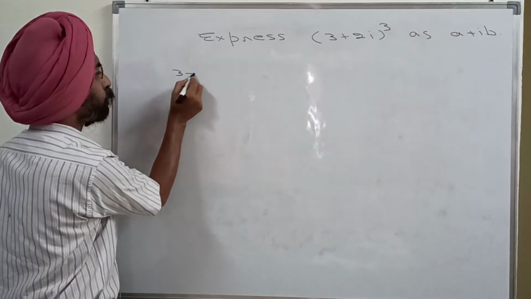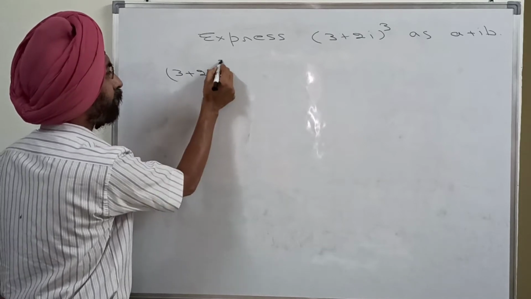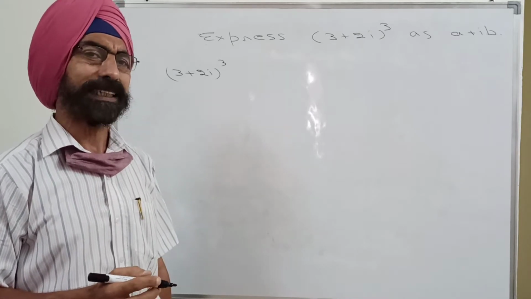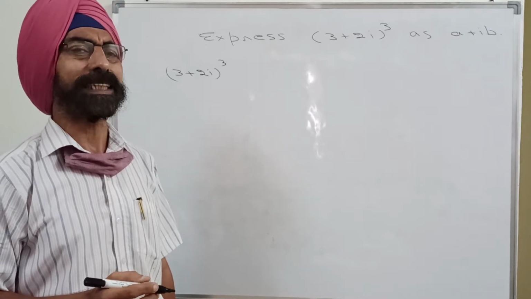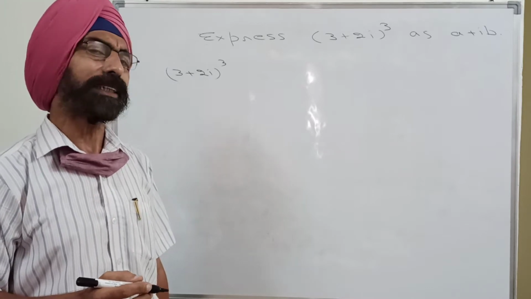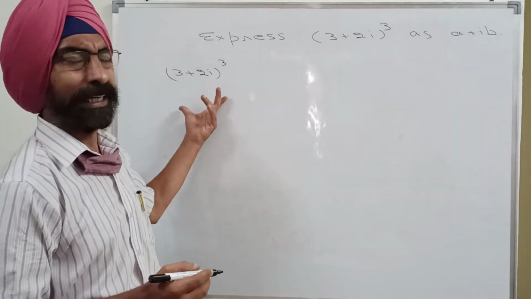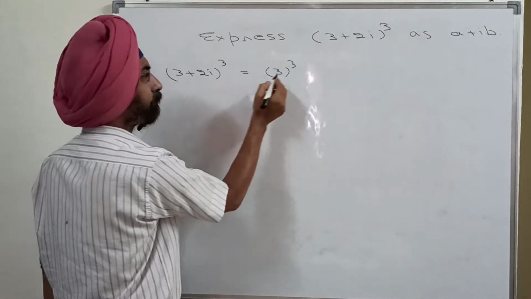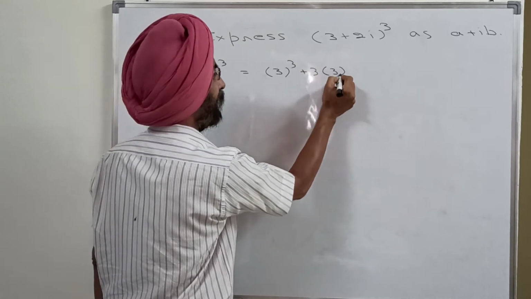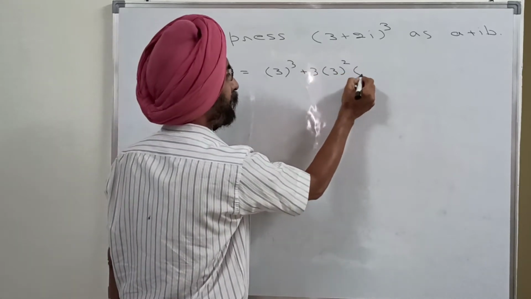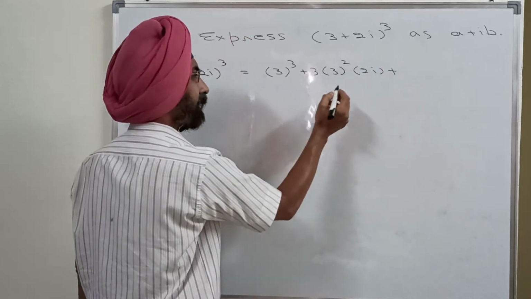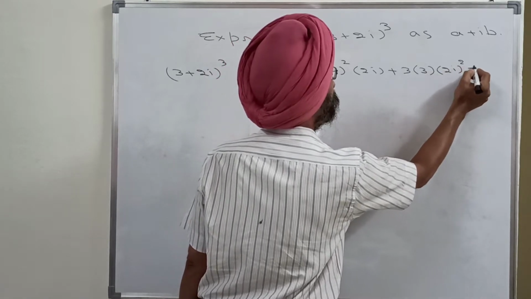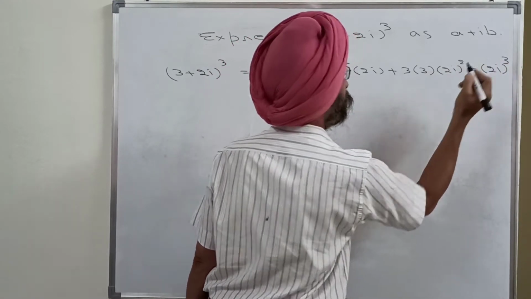This (3 + 2i) cube, we know that (a + b) whole cube is a cube plus 3a square b plus 3ab square plus b cube. So that formula I'll apply here. So it will become a cube, this is your a, plus 3a square multiplied by b, which is 2i, plus 3a and b square plus b cube.